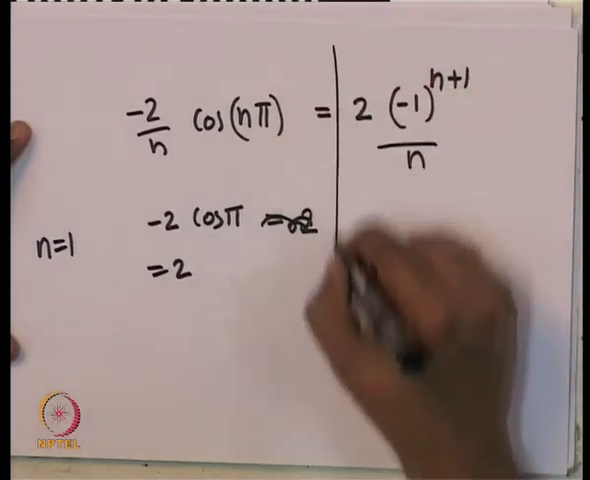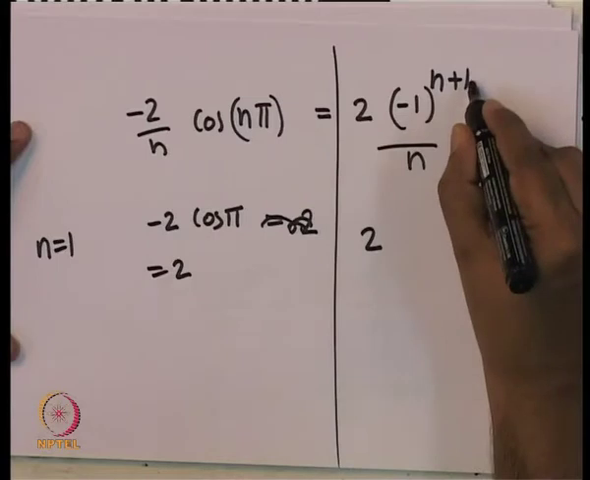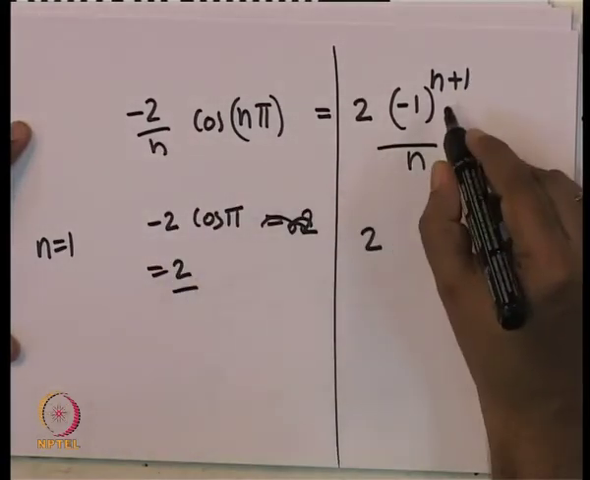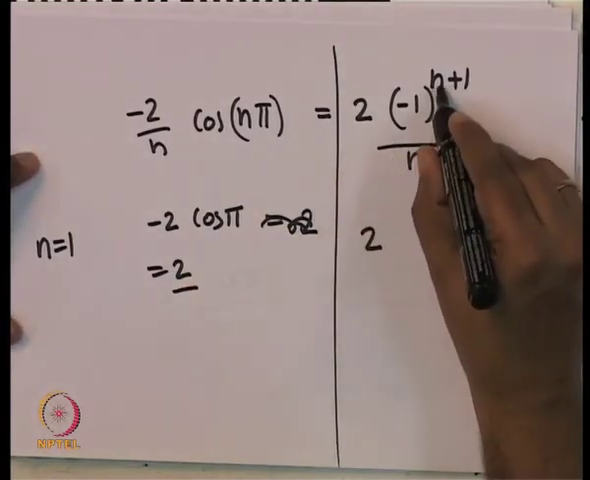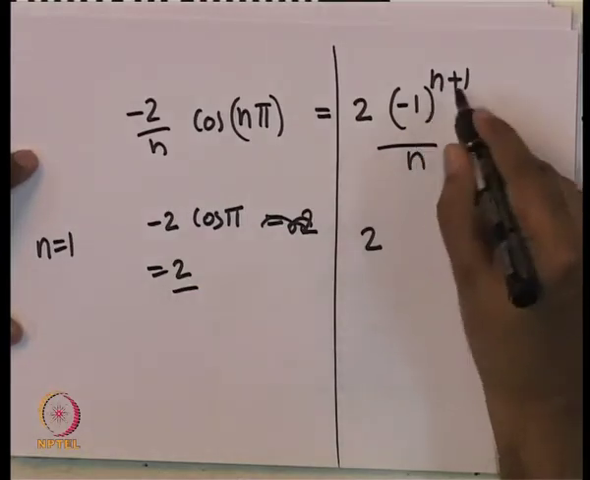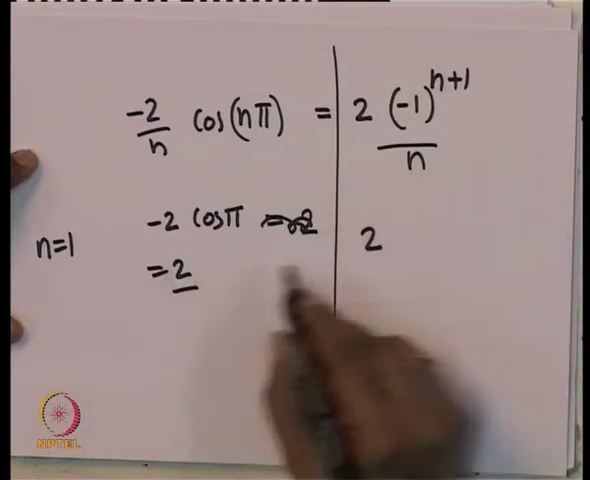Now, what do we get from this side? This side you get 2 into minus 1 whole power n plus 1, divided by n. When n equal to 1, you get 2 into minus 1 whole power 1 plus 1, which is 2. So, minus 1 square divided by n is 1. So, you get 2 here also. So, you get both 2.